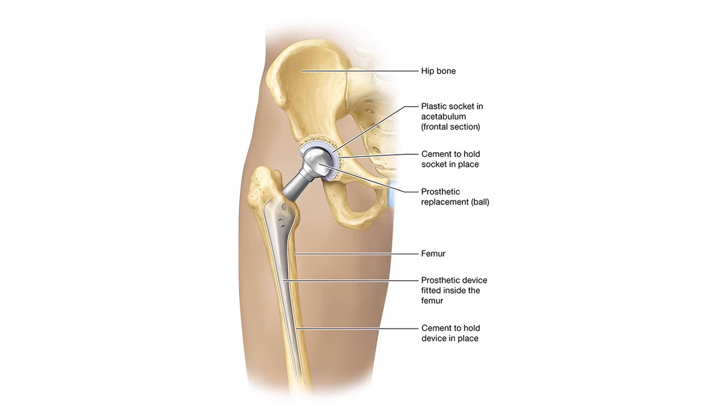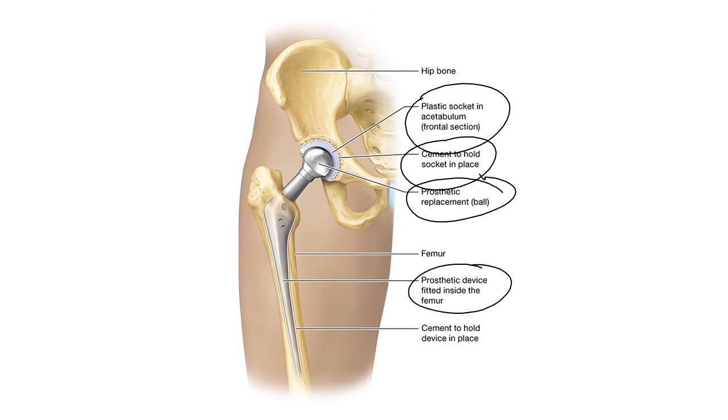And here's when you have a hip replacement. You're replacing the head of the femur, so you replace the ball. Then you also put a plastic socket in the acetabulum, put some cement to hold it in place, and then you have a replacement ball for the head of the femur. Then you take your femur, so you still have a lot of bone, but this metal device is fitted inside the femur and cemented in place to hold it there. So that's a total hip replacement there. Next slide.